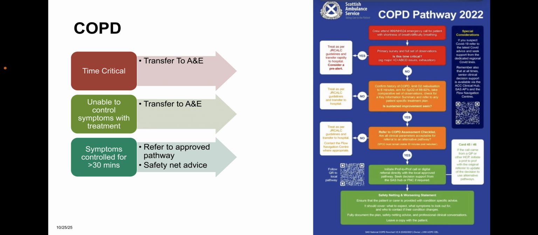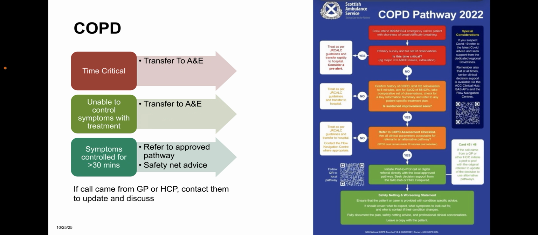In short, if the patient is time critical, we obviously want to transfer to A&E. If we're unable to control the symptoms at home, we'd still be transferring them to A&E. If, however, we can control these symptoms, and the same as asthma patients, we want them to be stable for a minimum of 30 minutes to make sure they're not going to re-exacerbate, then we can consider referring them onto an approved pathway with safety netting advice.